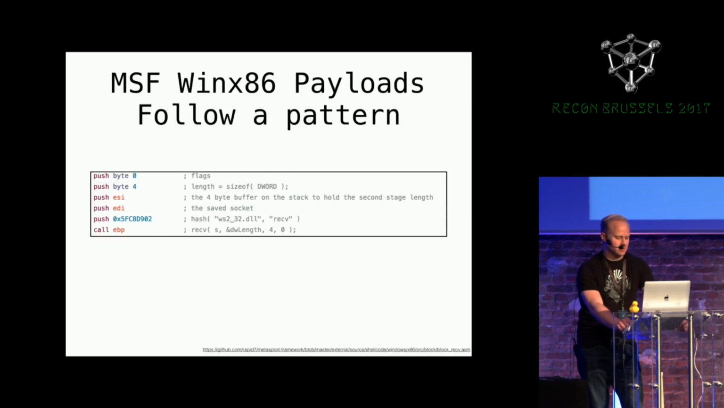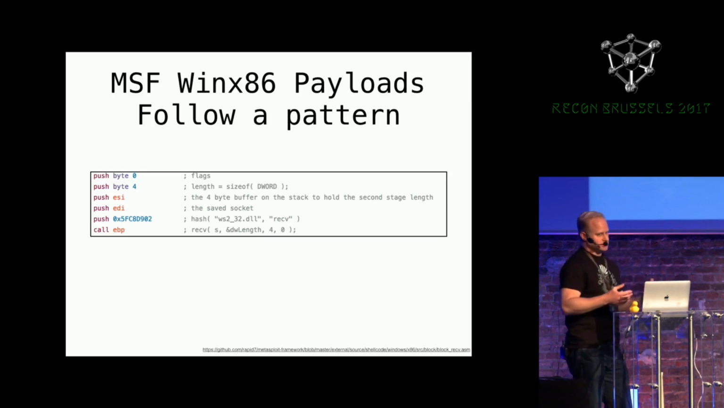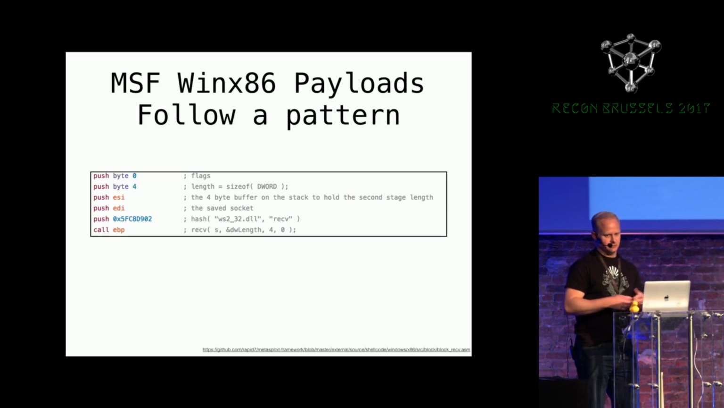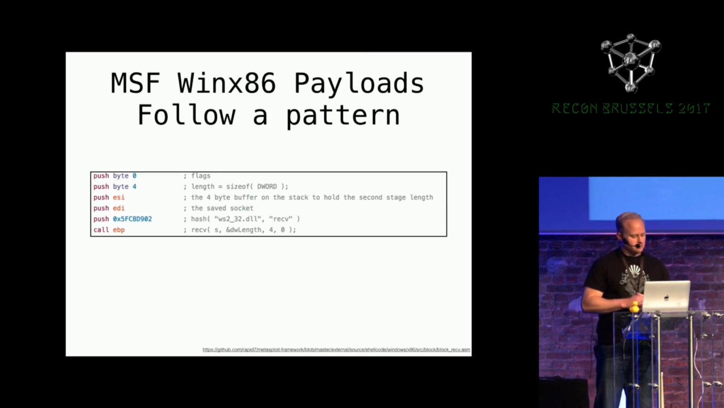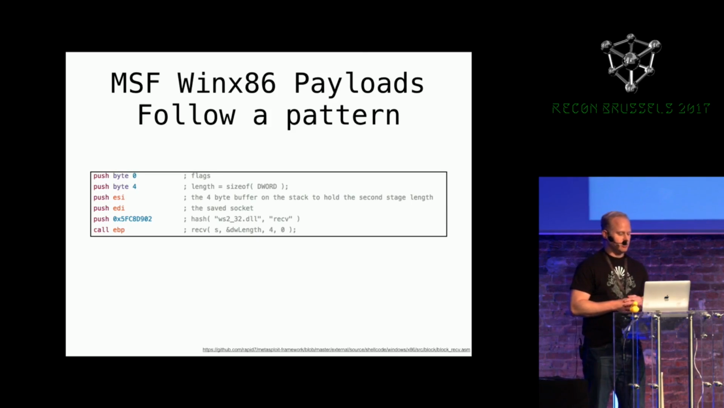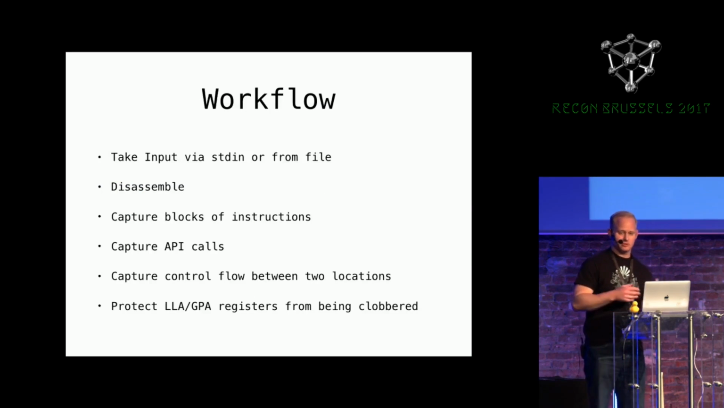And so Metasploit payloads follow a specific pattern. It basically works where you push everything onto the stack. This is for the x86 side. The x64 side is very similar, but just a different calling convention, right? So the last thing you push is the actual hash, and then you call EBP. Pretty straightforward. And so I devised this workflow.